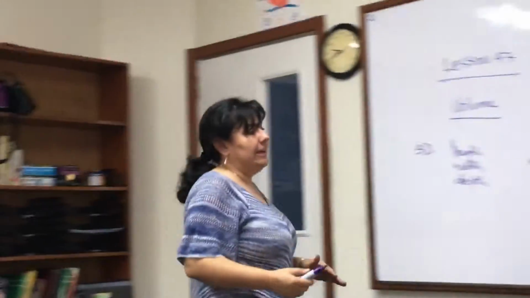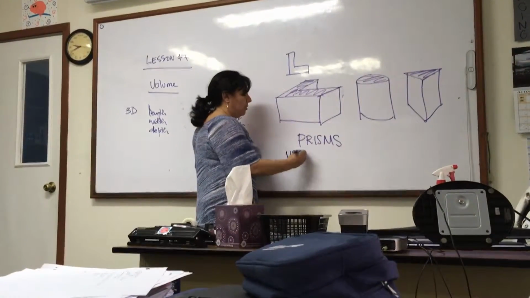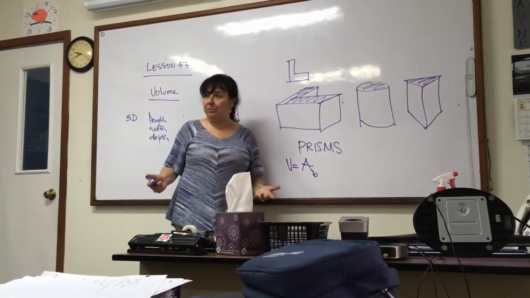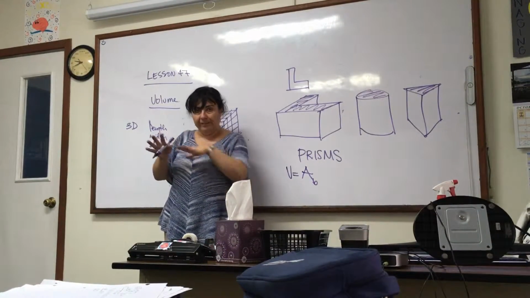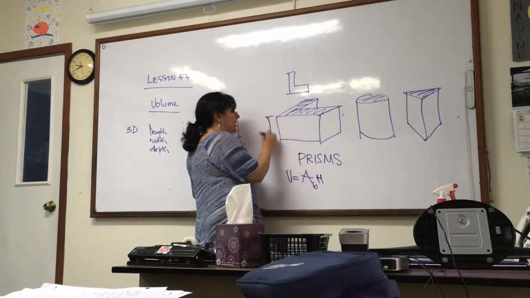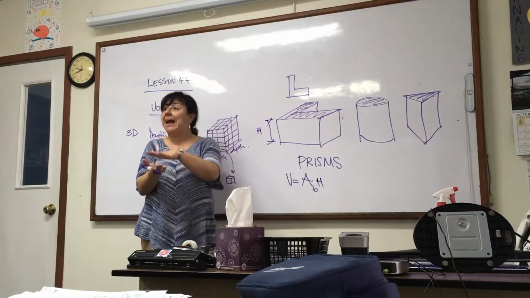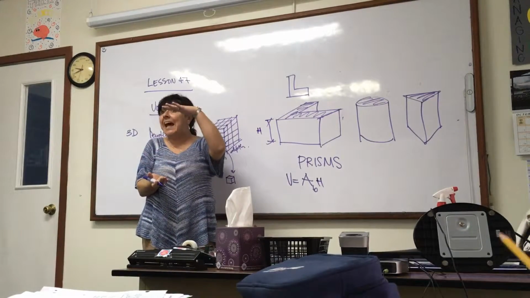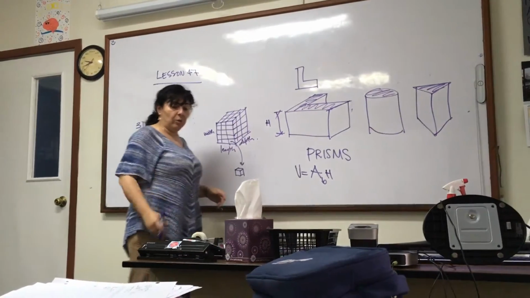Because I can do that, with prisms, the volume is going to equal the area of the base. You remember what the area is? How do you find an area? You find the flat shape, and you multiply it by the height. In other words, I multiply it by how many times I stack the same shape up, okay? So, let's look at one of these.